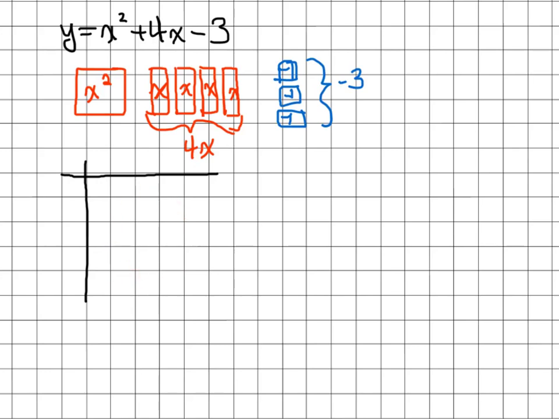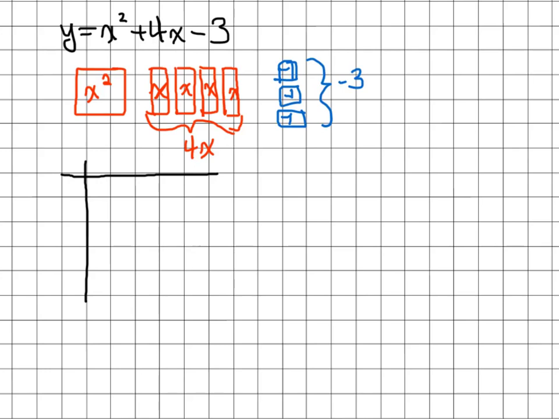One of the other things we knew when using the chart was that our x squareds always go in this top part, our x's go here, and then our units go in here. We're going to follow that same principle. So I'm going to redraw these. When we're going through this process of completing the square, we always ignore our unit tiles until the very end. Our goal is to make a perfect square so that our length and our width are the same.